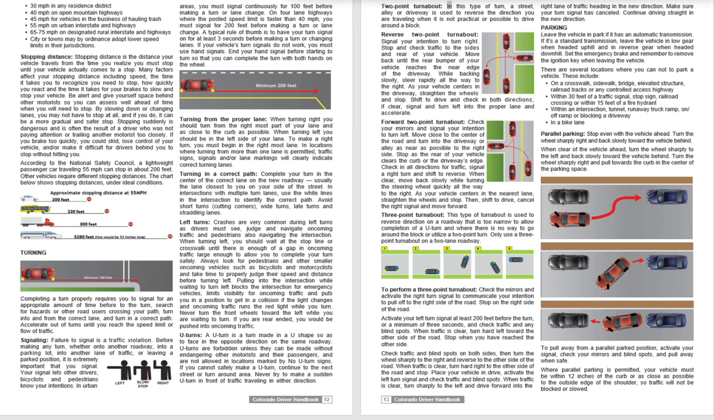2-point turnabout. In this type of turn, a street, alley, or driveway is used to reverse the direction you are traveling when it is not practical or possible to drive around a block.